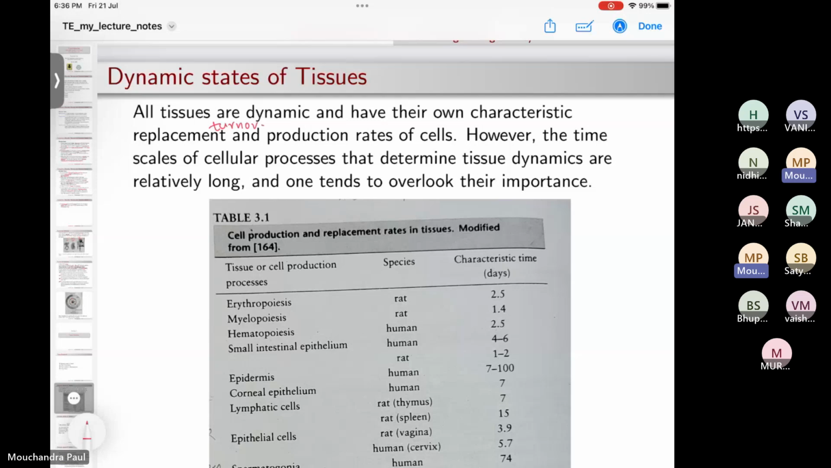The replacement and production, these two together are called turnover. It means how much of the old stuff is getting replaced by the new stuff. Here it is the cells that are getting made, so the cells are being replaced by new cells. This is the cellular turnover that I'm talking about. However, the time scales of these cellular processes are relatively long, and one tends to overlook their importance. So we will see in this table.